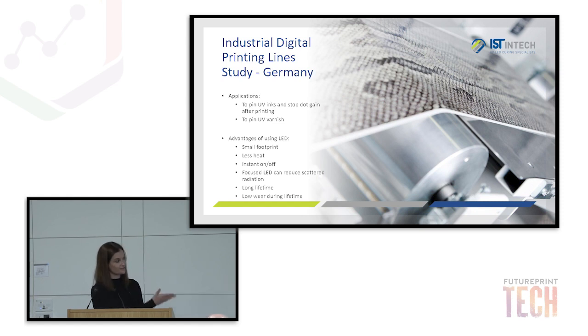For them, they told us about many advantages that they like having for using LED in their process. It's compact, there's less heat, they can focus the LED light to reduce scattered radiation. This is particularly important in pinning because the last thing they want to do is cure the print heads. UV LED also has instant on-off capabilities, eliminating the need for warm-up and cool-down periods. This feature allows them to start and stop production quickly, reducing downtime and maximizing efficiency.